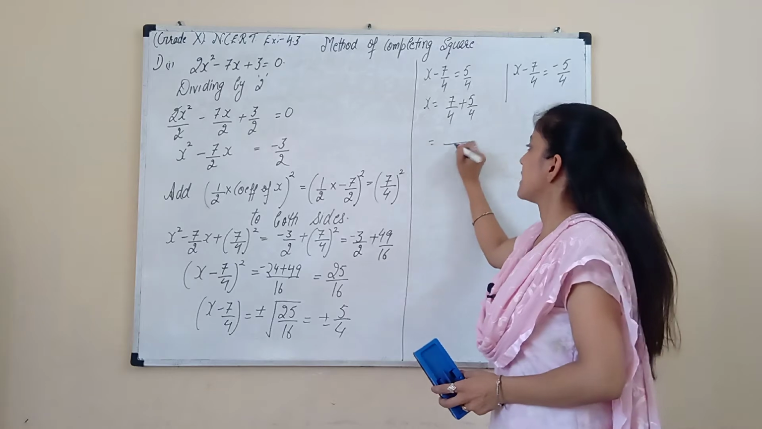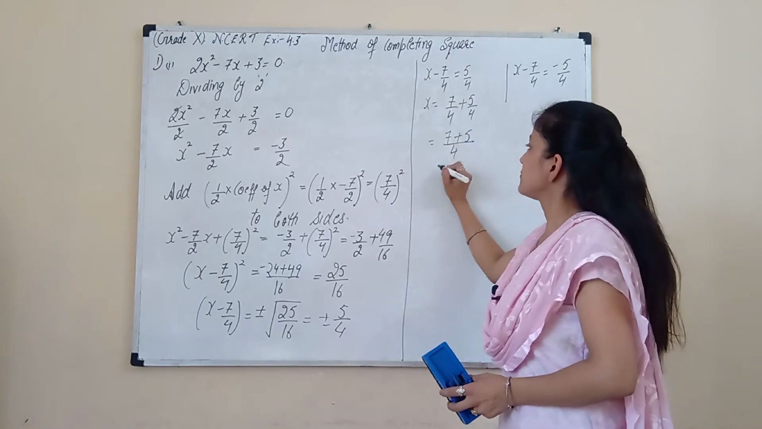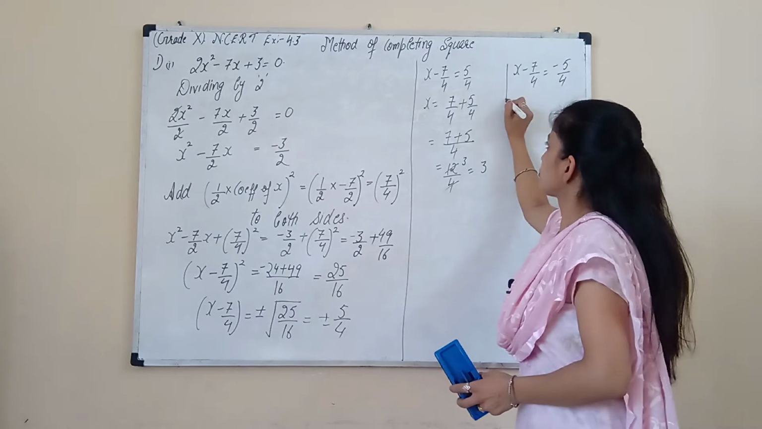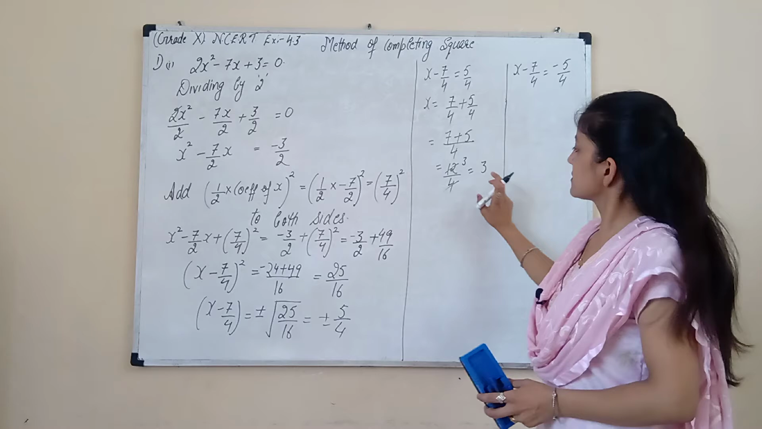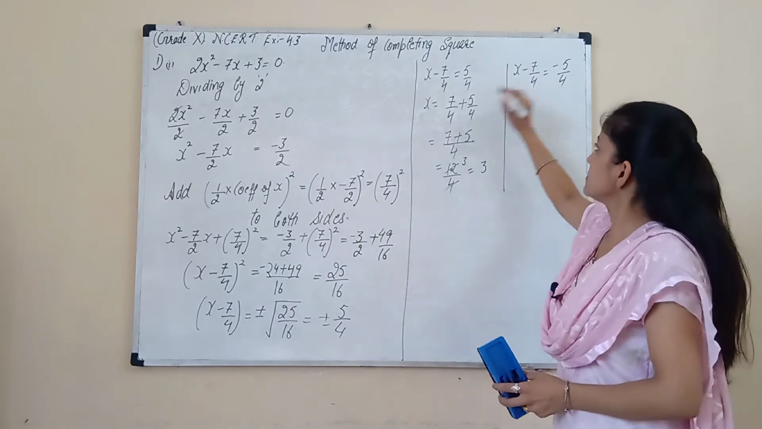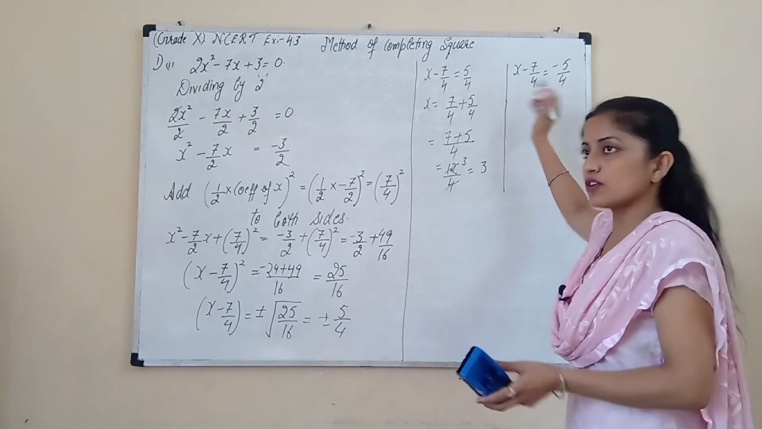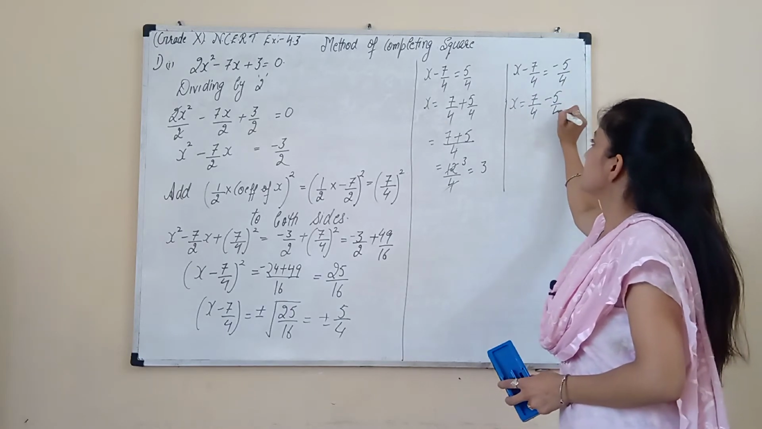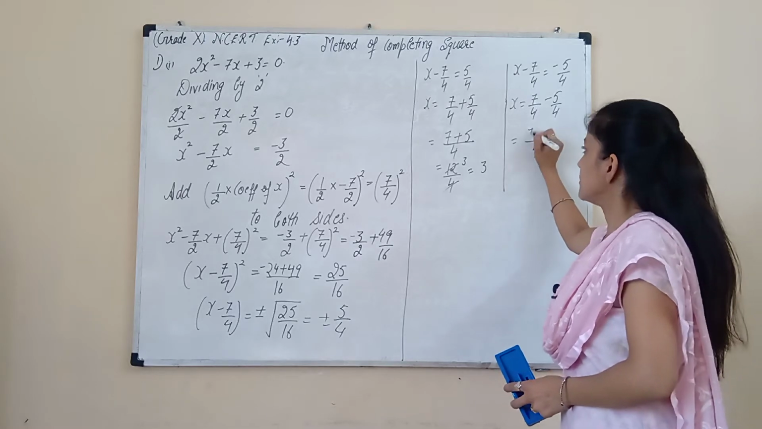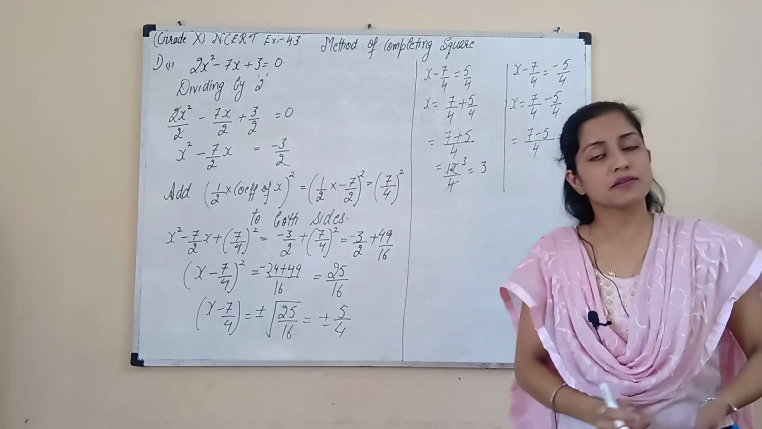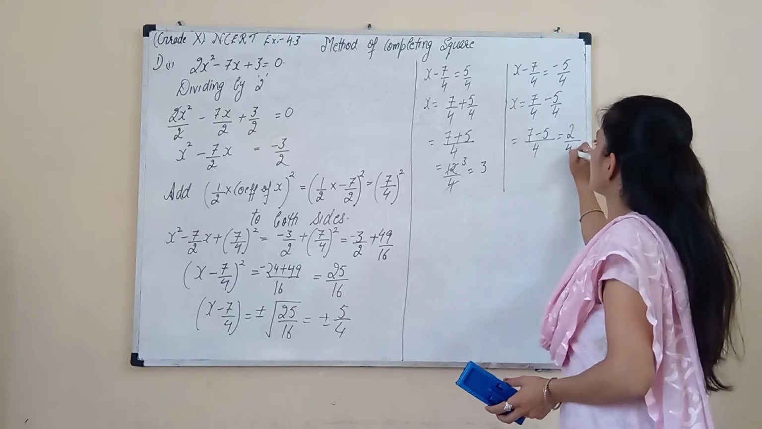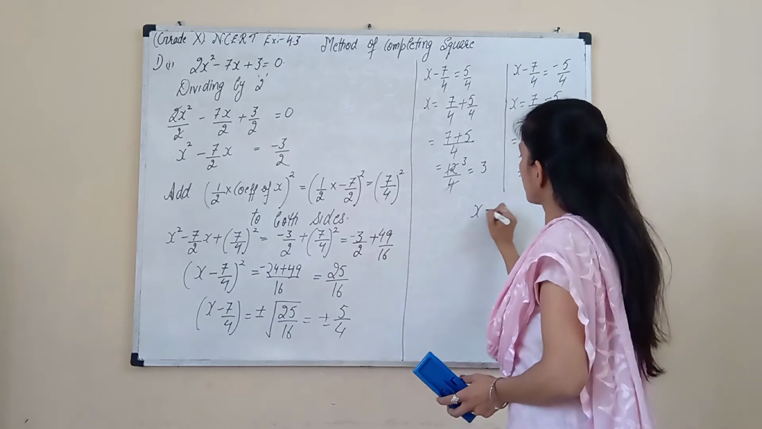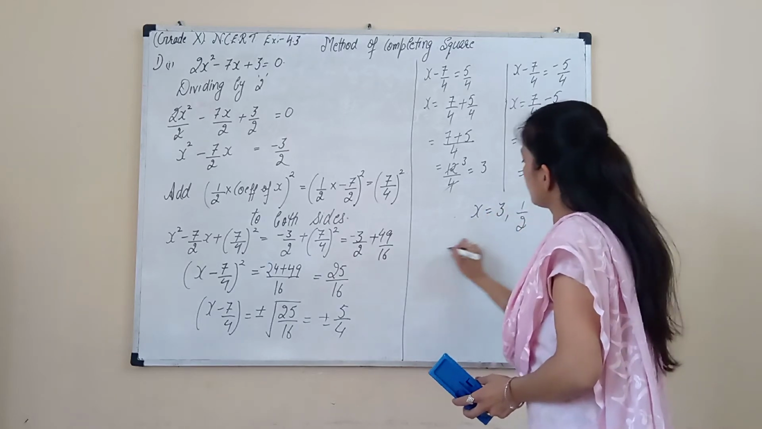Now take 4 as the LCM. 7 plus 5 is 12/4. After cancelling, it becomes 3. So the first value of x is 3. And on the other side, 7/4 is again negative. On the right hand side, it becomes positive. And this is minus 5/4. Taking 4 as the LCM, 7 minus 5 is 2. 2 upon 4 becomes 1/2. So therefore, our values of x are 3 and 1/2.